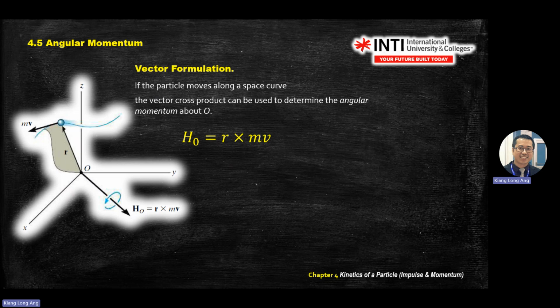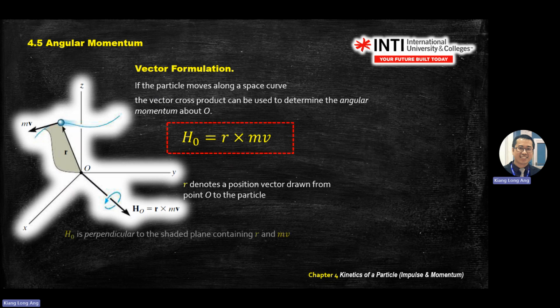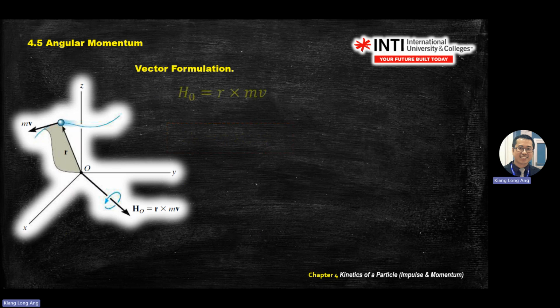H equal to r cross mv. It must be in this direction. r cross mv. And if you flip the direction, then you get a negative, which means it goes inside the screen.